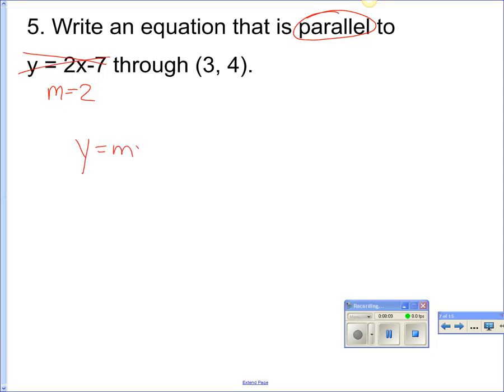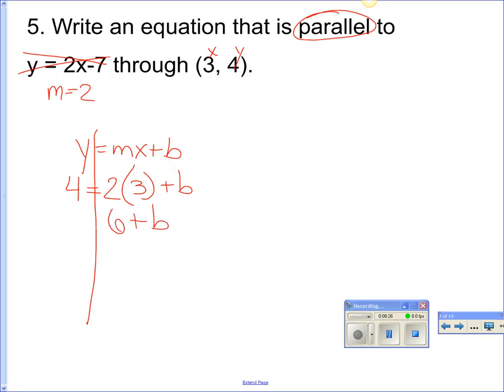All right, y equals mx plus b is my next step. 4 goes in for y. 2 goes in for m. 3 goes in for x, and then I put plus b. Draw my line. 2 times 3 is? And when you move 6 over here, it becomes negative 6. So you get negative 2 equals b. Negative 2 equals b. Stephanie, how would you write your final answer with your m and your b?